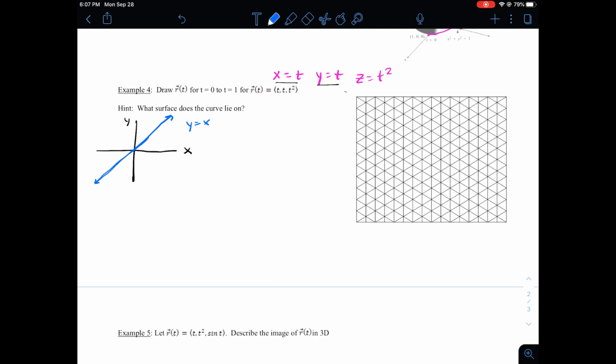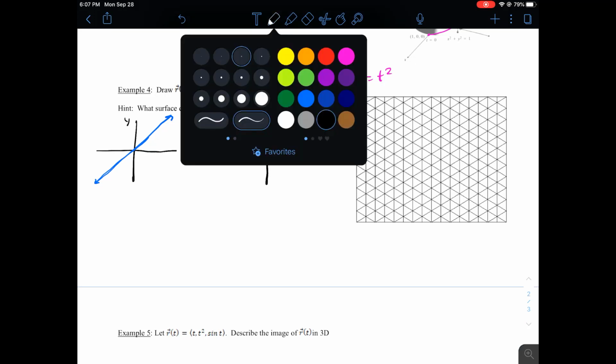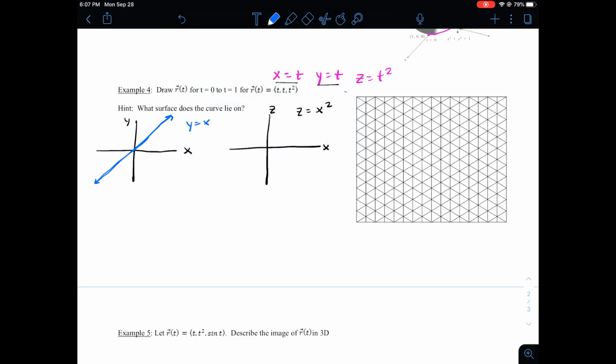Okay, well, what if I looked at the other planes? What if I looked at, let's say, the xz plane? In this case, z is equal to x squared. So if I looked at the xz plane, I would expect to see a parabola like this.